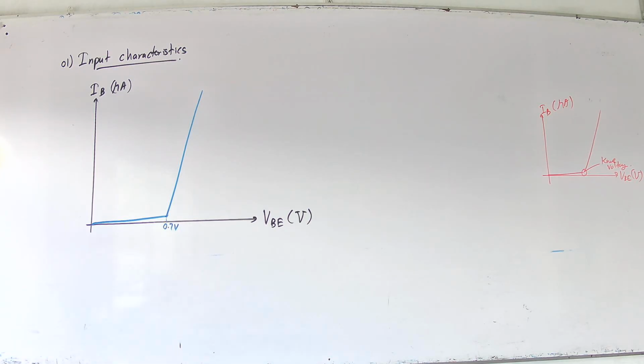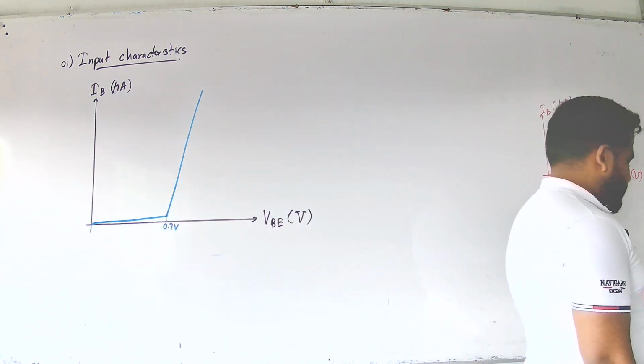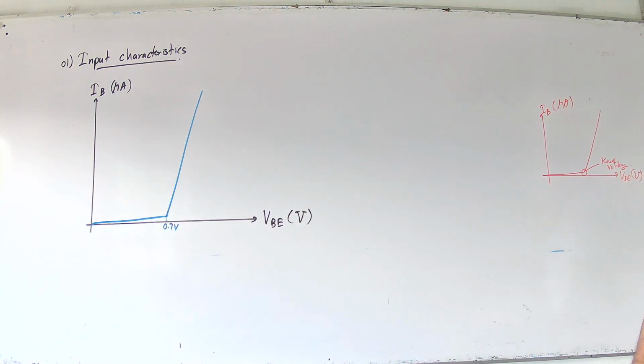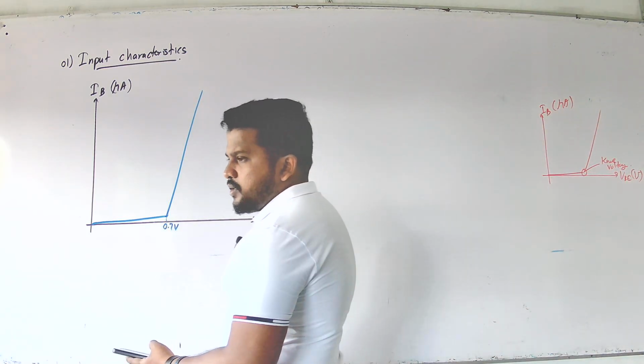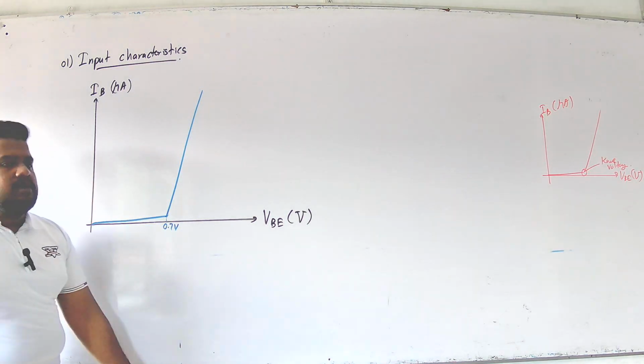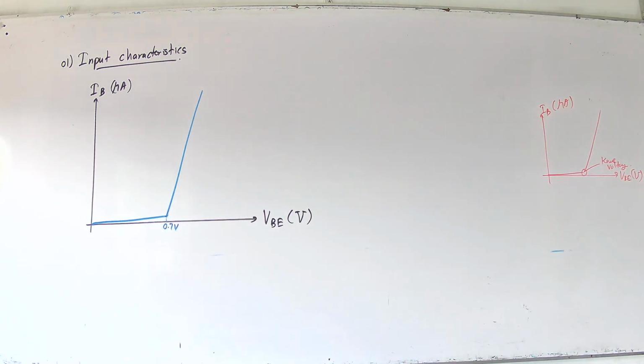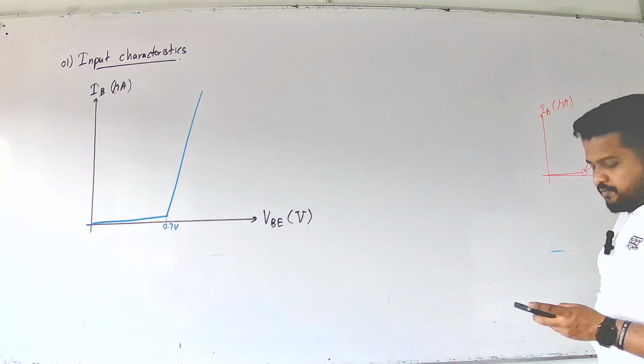of VBE, IB is almost zero, and beyond that IB increases rapidly with linear path.